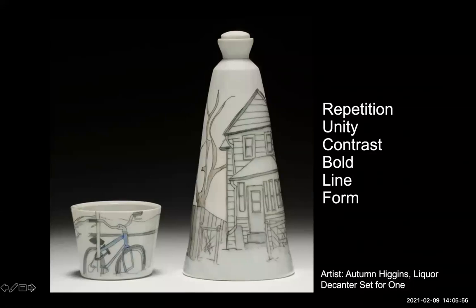It may seem far-fetched to extrapolate a narrative from this set, but by looking more closely at the details and considering that the title of the piece, Liquor Decanter Set for One, I am inclined to argue that this set might illustrate a troubled childhood that is culminated in self-medication and/or coping through alcohol use.